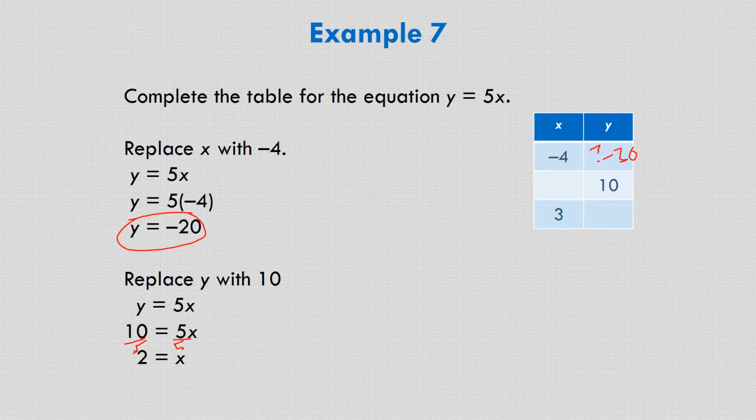My stylus is not being my friend. That's a 5. Go with it. And 10 divided by 5 is 2. So that gives me x is my missing. 2 is my missing x.